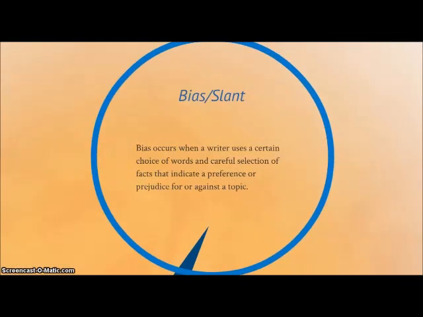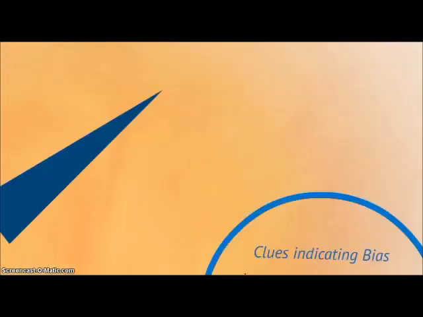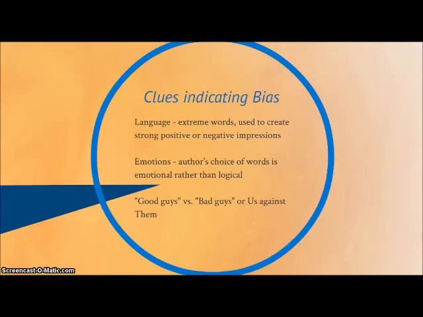Okay, so now let's look at bias or slant. A bias occurs when a writer indicates a preference or a prejudice toward one side or another of a topic. This can be shown through different clues throughout the article. One which is very important is the language that the author uses.